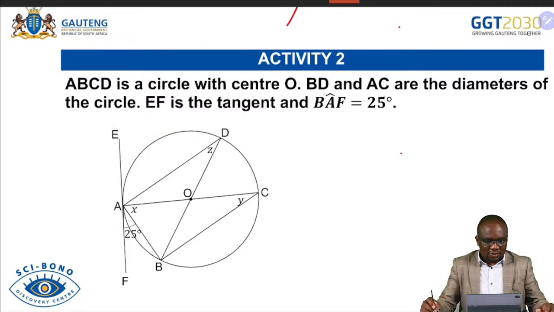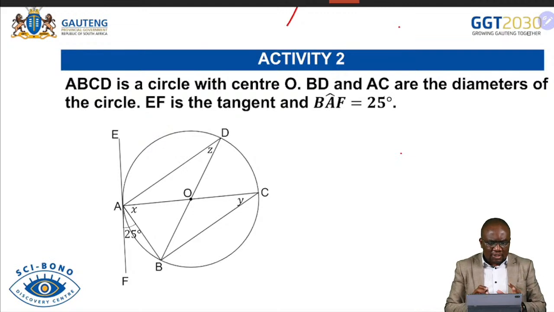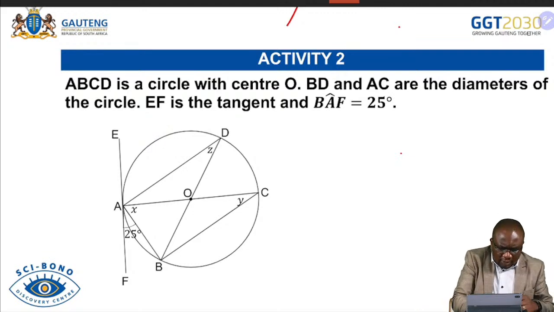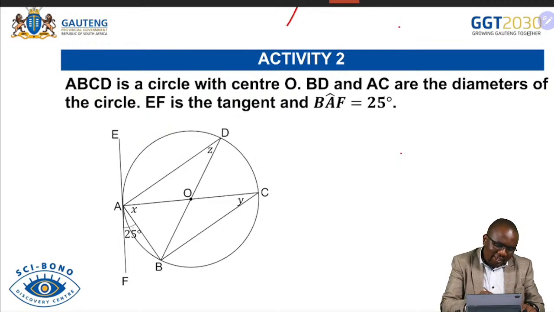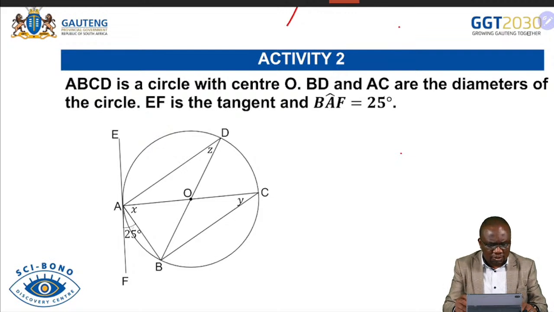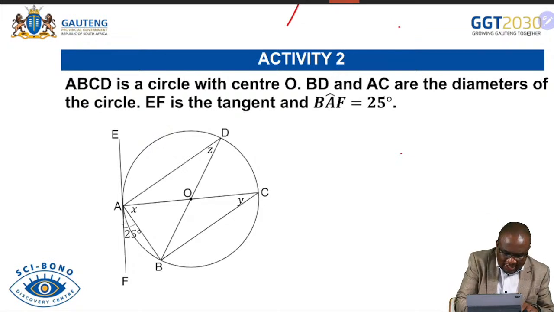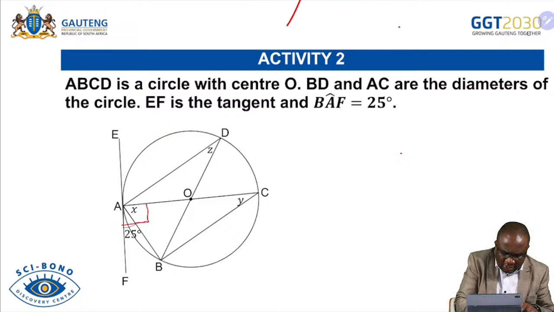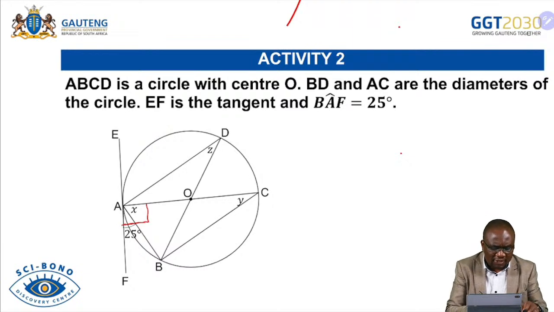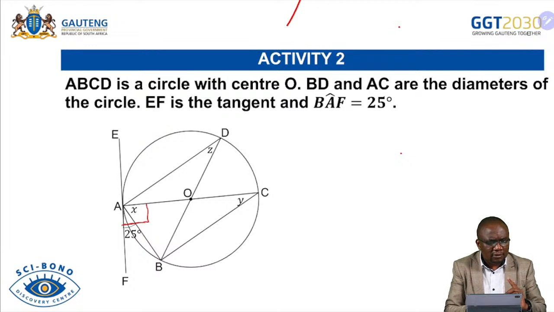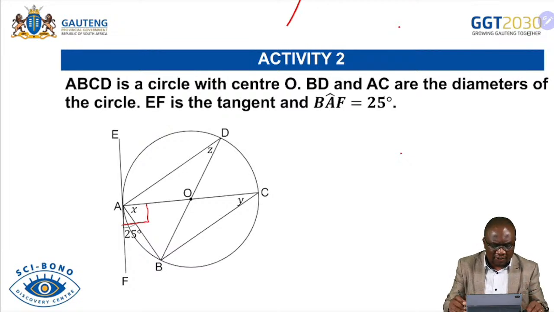Okay, welcome back, grade 12s. Now, let's look at our diagram. Right, what can you say? OA is the radius, and then EF is the tangent. So this angle here is going to be 90. You see that? And then X is going to be 90 minus 25. Do you agree? So X is going to be 65 there. Okay? Is it fine? I think so. 65. 90 minus 25 should be 65.